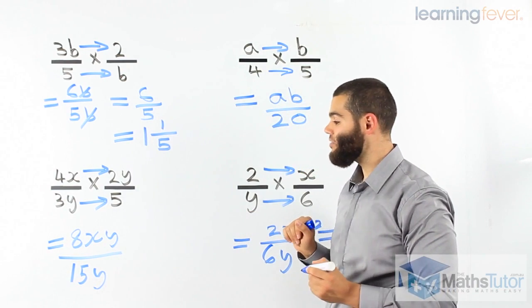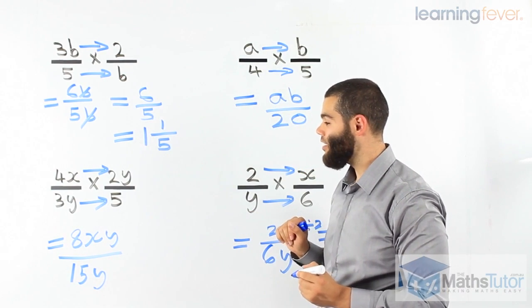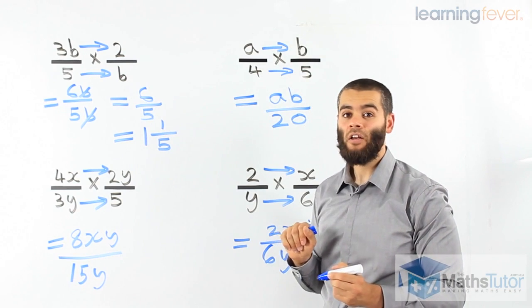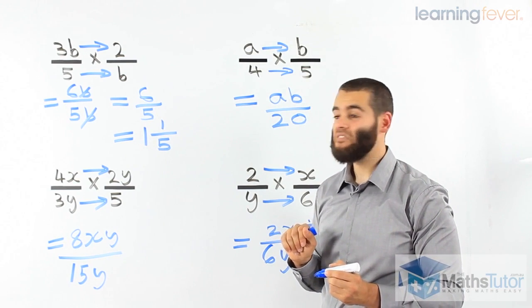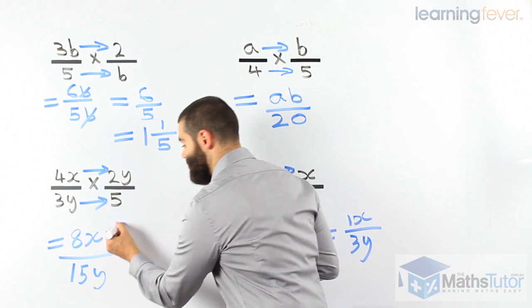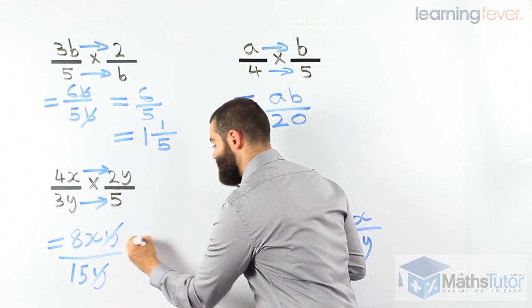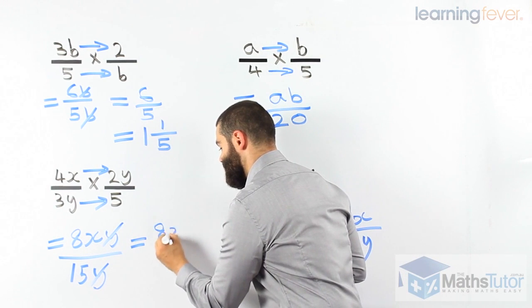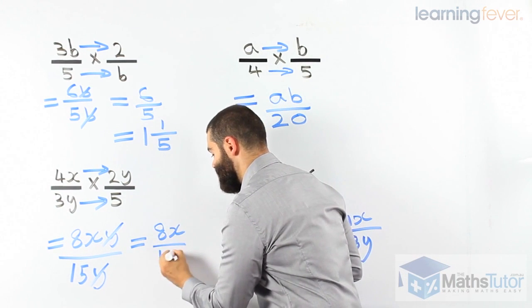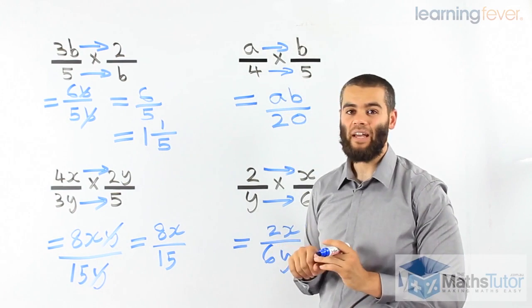15y. Can we simplify this? 8xy over 15y. Yes, we can. What cancels out? The y's do. See you later and see you later. We're left with 8x over 15. That is our final answer.